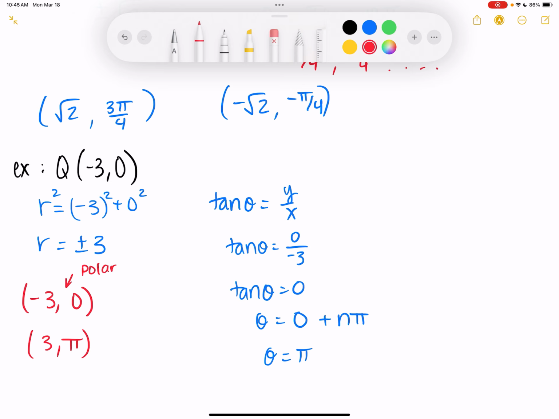Let me see if this other book has a better explanation for it than our book does. I marked all of this stuff the other day and then I forgot to print it. Let me see.